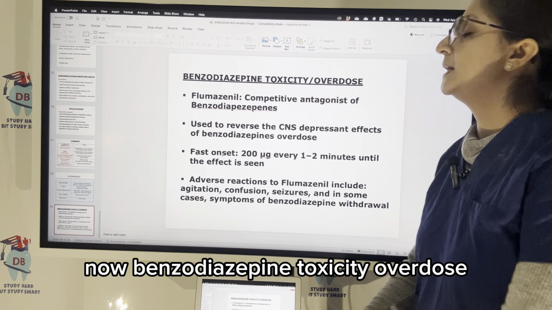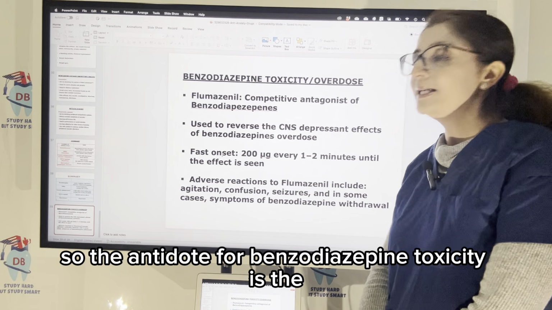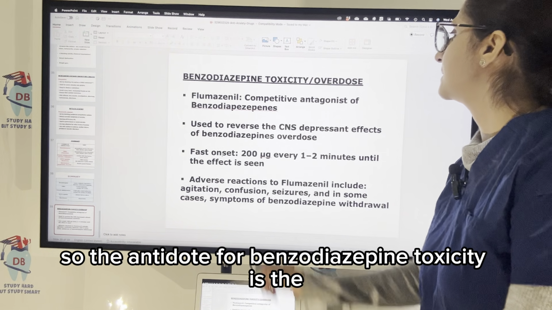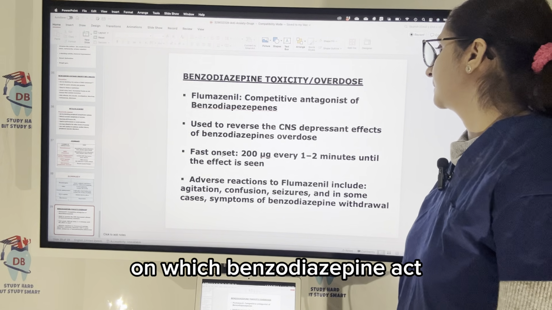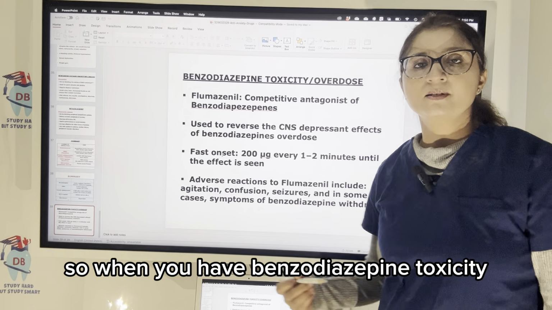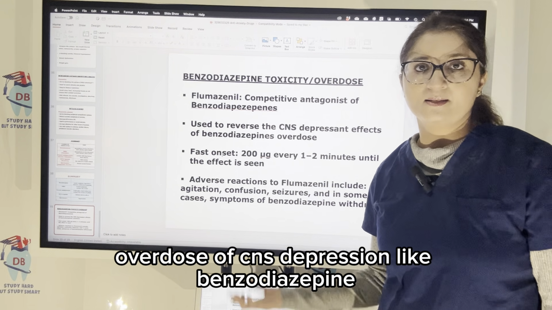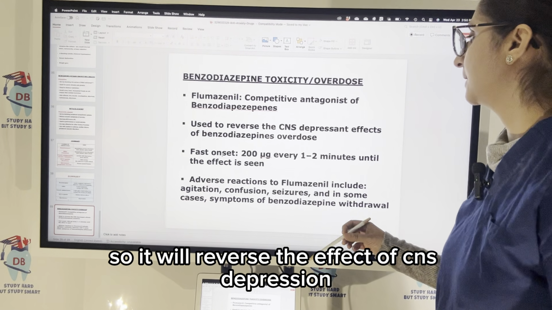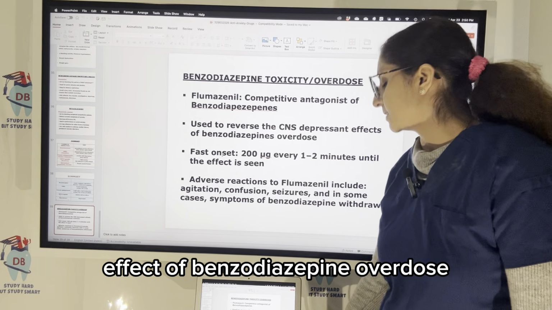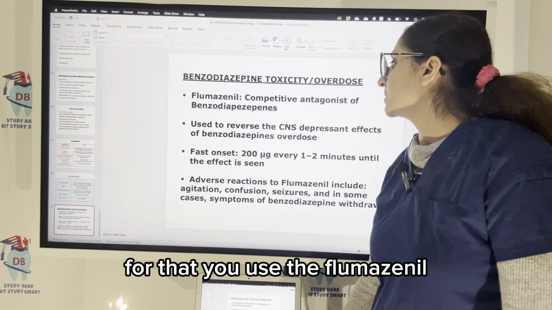Now, benzodiazepine toxicity overdose. So, the antidote for benzodiazepine toxicity is flumazenil, to block the receptors on which benzodiazepine acts. When you have benzodiazepine toxicity, overdose of a CNS depressant like benzodiazepine, you will have respiratory depression. So, it will reverse the CNS depressant effect of benzodiazepine overdose. For that, you use flumazenil.